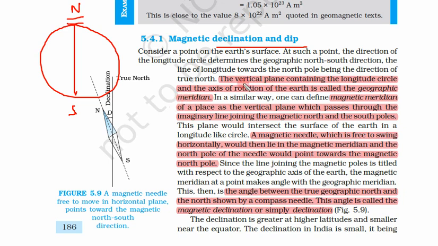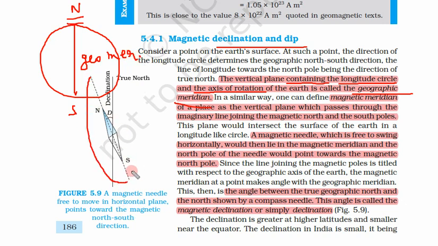So if there is a vertical plane that contains the longitudinal circle and the axis of rotation of Earth, it is called the geographical meridian. There can be infinite number of vertical planes. So the vertical plane that contains the longitude circle and the axis of rotation of Earth is called the geographic meridian. In a similar way, one can define the magnetic meridian. So let us say this is the geographical meridian. Now let us define what the magnetic meridian is.